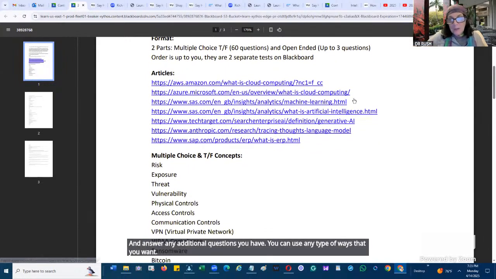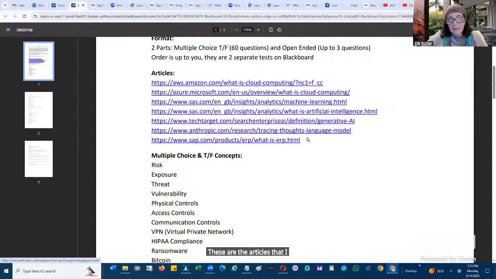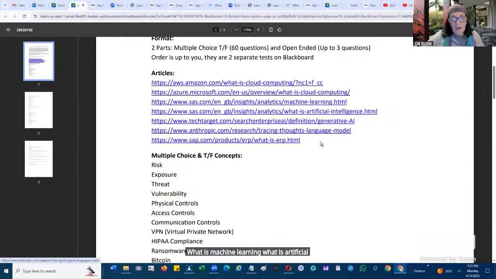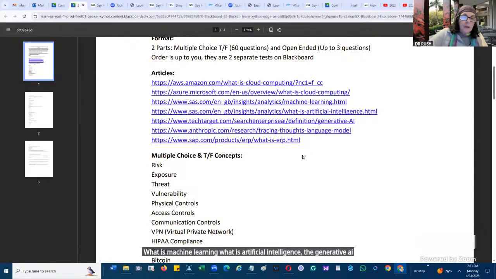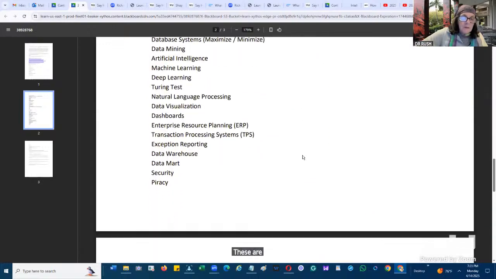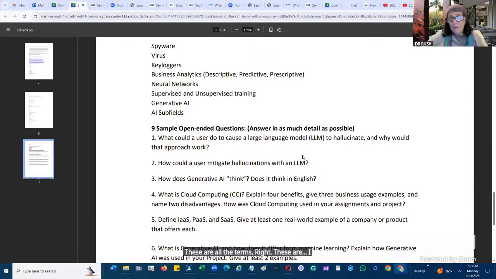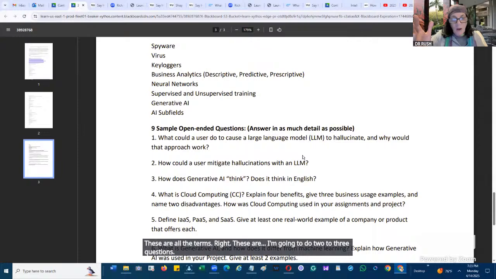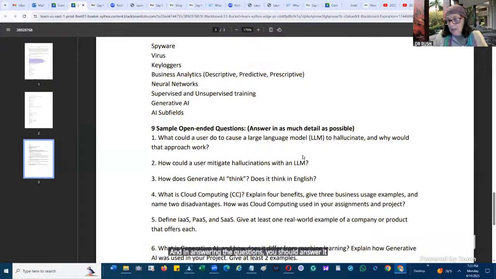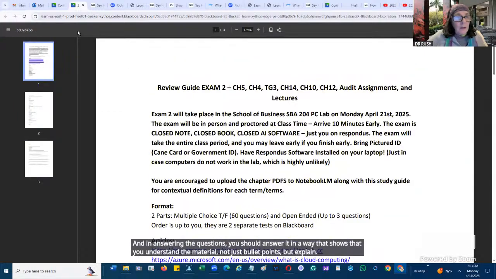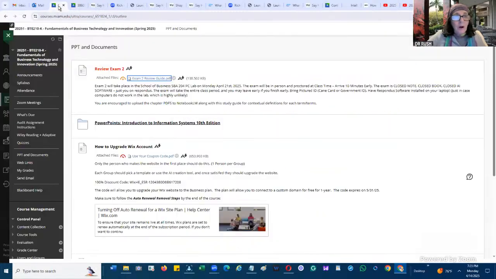These are the articles that I think, especially for the open-ended, you should look at. What is cloud computing, right? What is machine learning? What is artificial intelligence? Generative AI, and what is ERP? These are all the terms, right? I'm going to do 2 to 3 questions. In answering the questions, you should show that you understand the material, not just bullet points, but explain it. Okay? And those are the areas they're on.